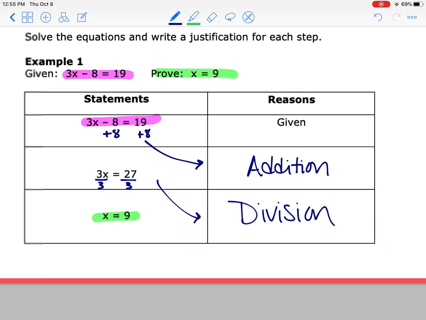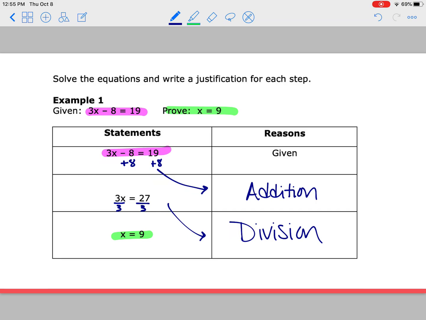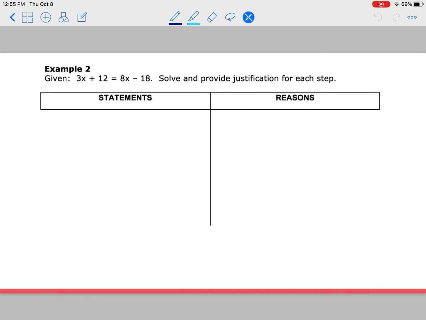One thing I never want you to miss on a proof, whether you know how to do it or not, always get your givens in there and write the word given beside it. And what I'm talking about is right here in blue. Write the word given. That's always going to happen, so never miss that part of a proof.